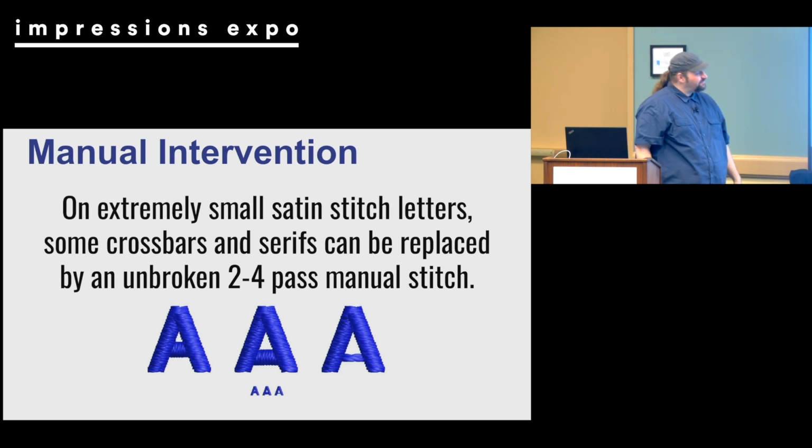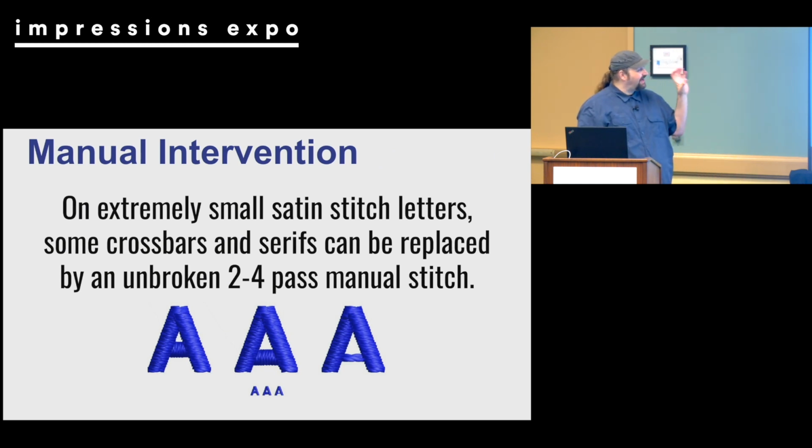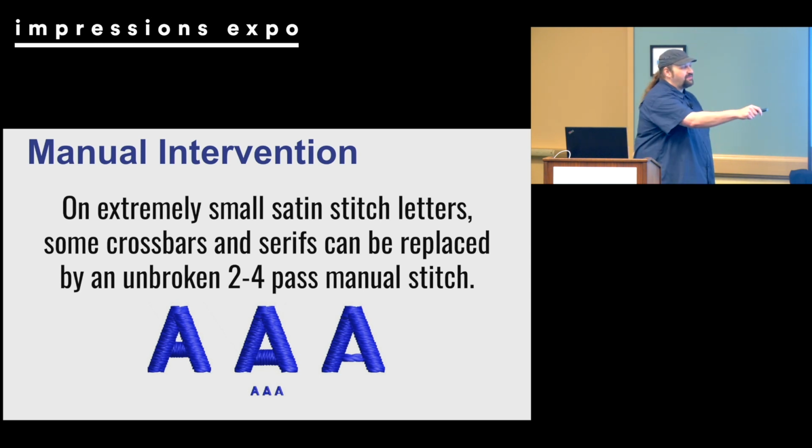The other thing some people do, which I have seen and don't do very much, is this. If they're really having trouble keeping that open, sometimes you can delete this crossbar and just jump in with a couple of manual stitches. This is only for the very smallest text. And frankly, I think the look for me is not always the best, but at 2 to 4 passes, you can get away with crossbars and things like serifs.